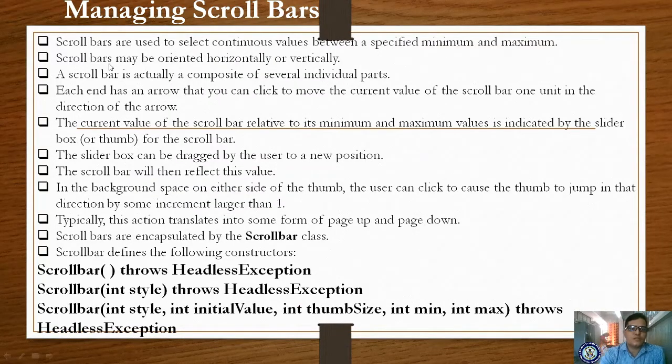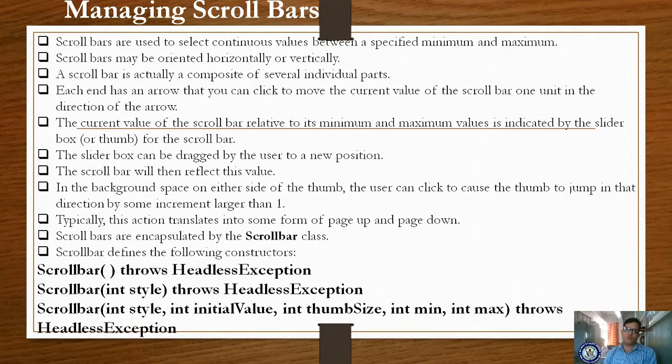Scroll bars are used to select continuous values between a specified minimum and maximum. As you know the properties of a scroll bar in VB.NET, by using minimum and maximum values you make certain events, right? Scroll bars may be oriented horizontally or vertically, so you can position either horizontal or vertical.